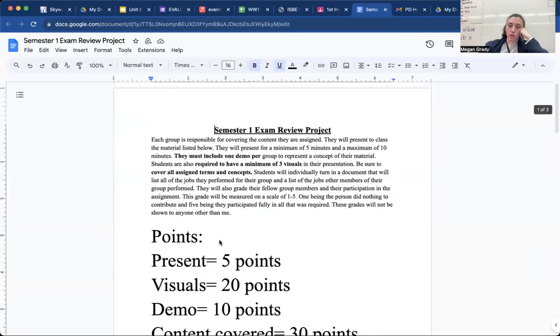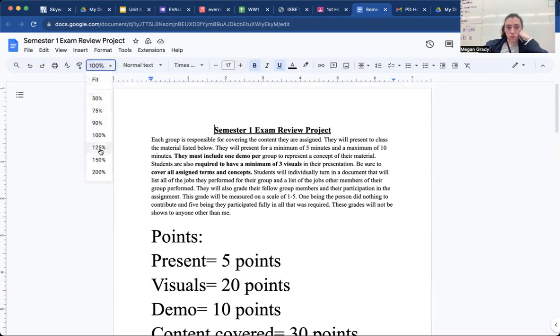Hey guys, this is going to be about your semester one exam review project. You should all have this paper. If you lost it, you know where to find it on Google Classroom, print it out, make sure you have it. And so just follow along with me. I'm going to read it up here and I'll explain some stuff.